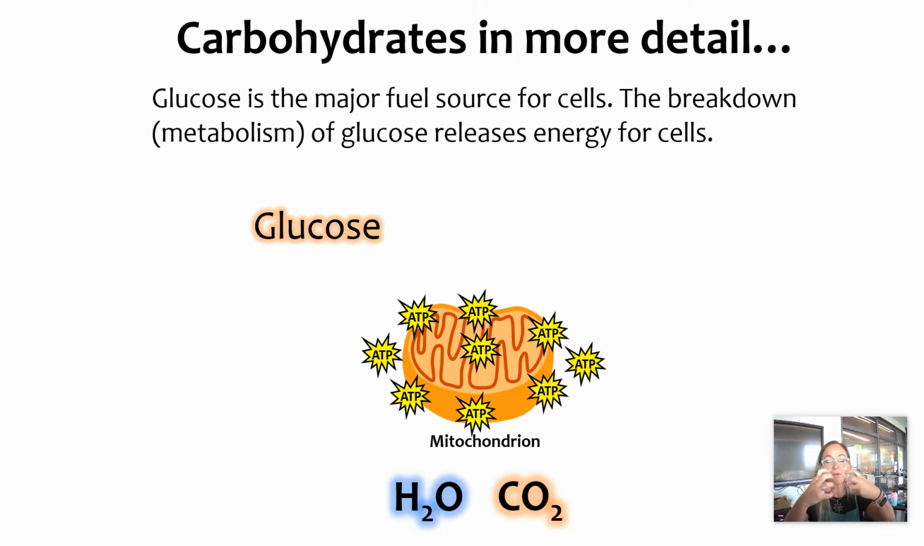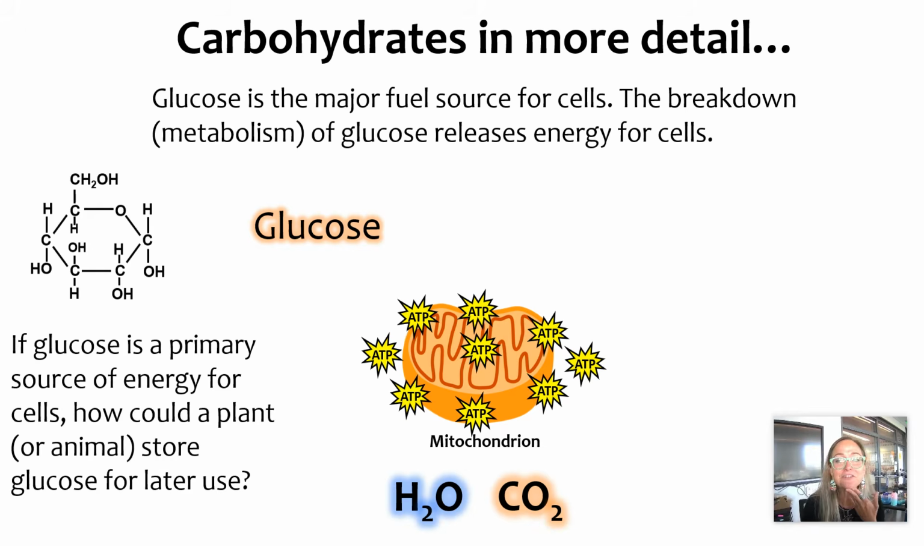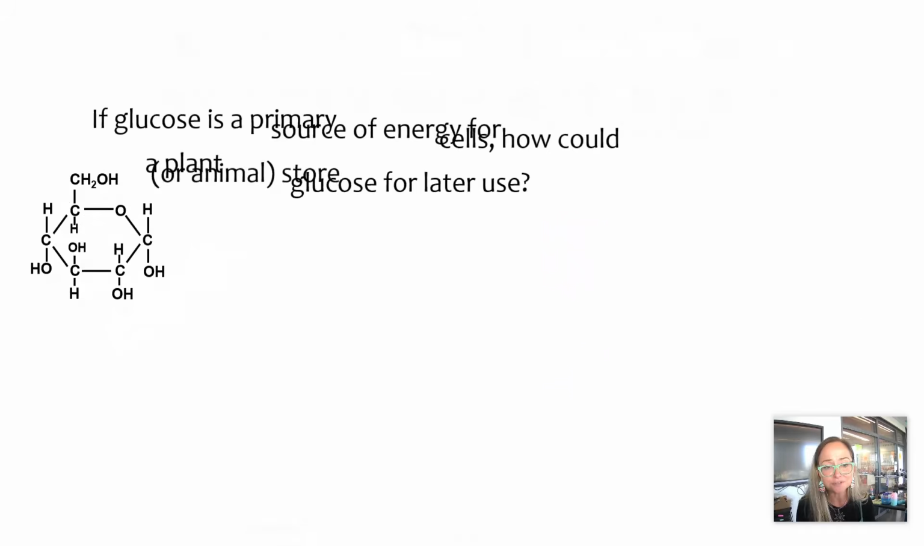Now, as we break apart glucose through a bunch of chemical reactions in the cytoplasm and the mitochondria, we break it apart into carbon, hydrogen, and oxygen in the form of water and carbon dioxide. And so we actually return glucose back into water and CO2 in cellular respiration. So here, if glucose is the primary source of energy for cells, how could a plant or animal store that glucose for later use?